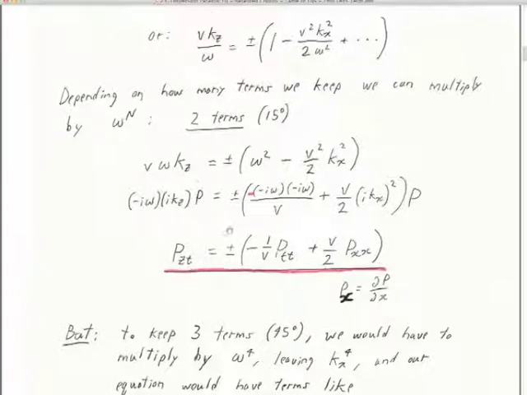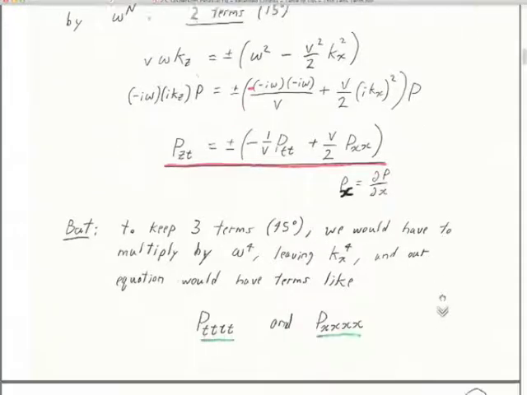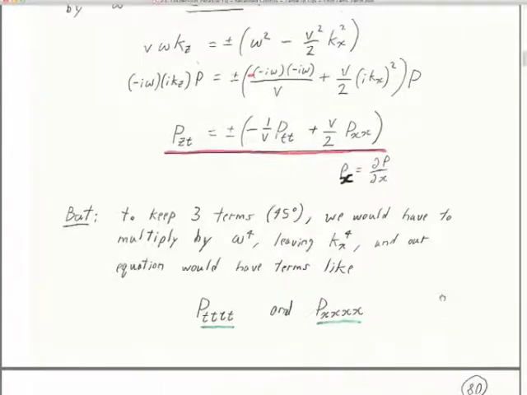And then plus or minus 1 over v, this is d squared p dt squared, right? P sub tt. And then plus v over 2 times this p sub xx, which means d squared p dx squared, right? P sub x is equal to dp dx. So it's just a shorthand notation for writing these derivatives.